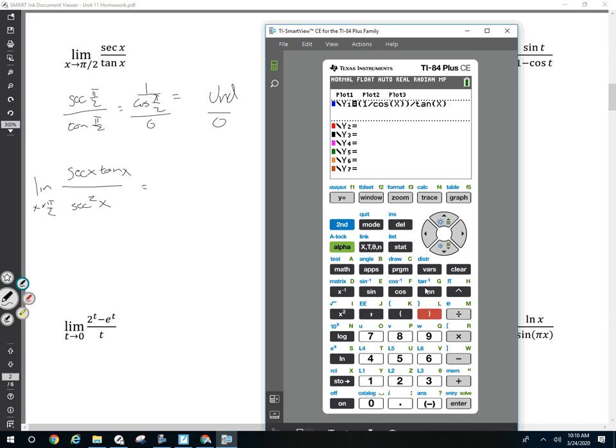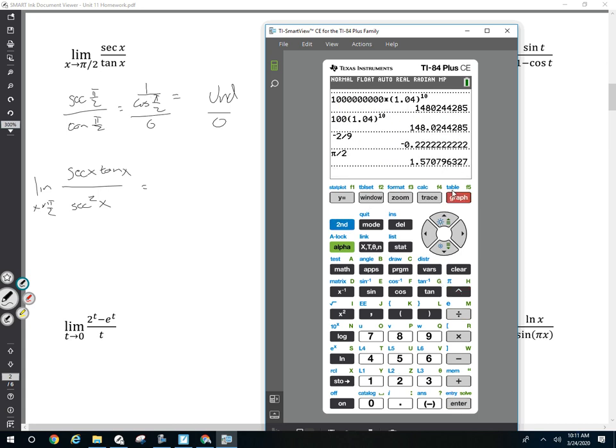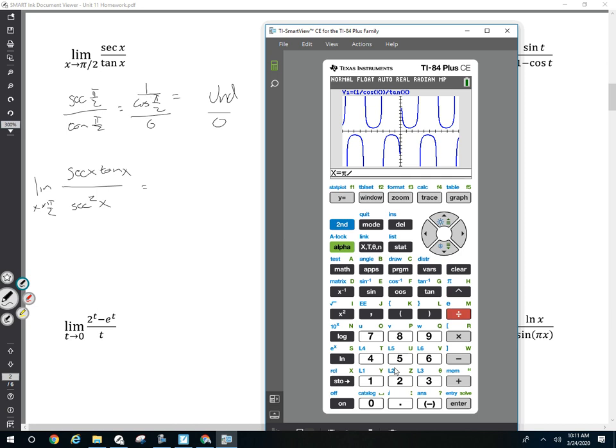You won't see something like this on your quiz. Maybe pi over 2. Let's go pi over 2 plus. Oh, there is an answer. It looks like it's going to be close to 1. I guess they want us to take the derivative again. Oh my goodness. I was wrong. I was wrong.